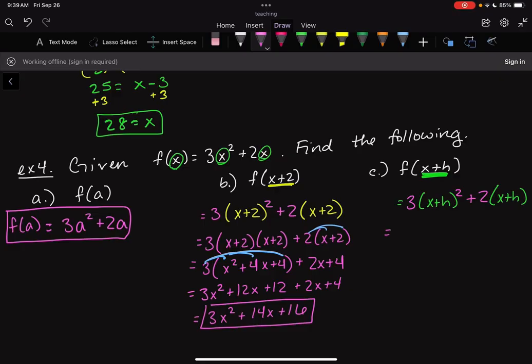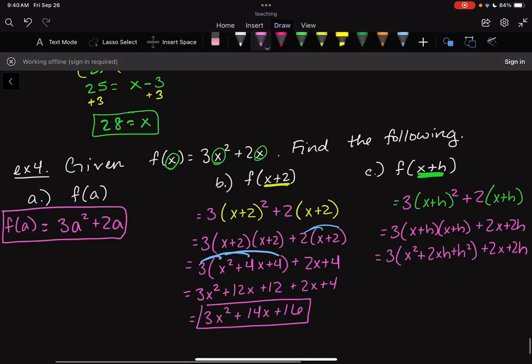I'll expand this out quickly. So this is 3 times x plus h times x plus h, plus 2x plus 2h. I did distribute that. Keep going. I get x squared plus 2xh plus h squared plus 2x plus 2h. Running out of space. There we go. 3x squared plus 6xh plus 3h squared plus 2x plus 2h.